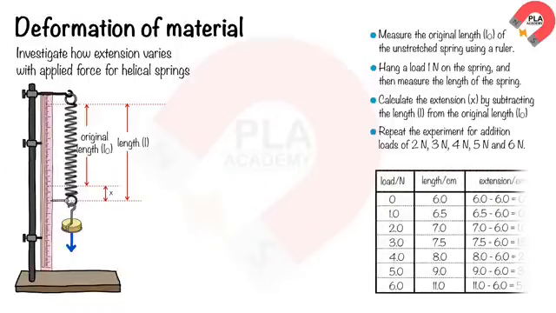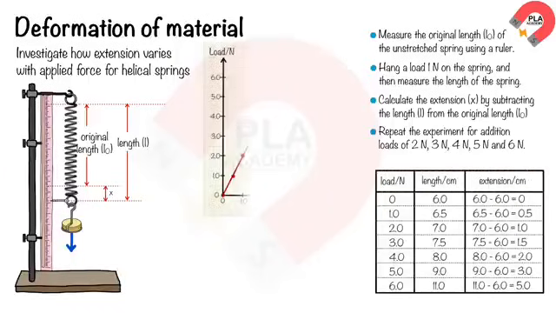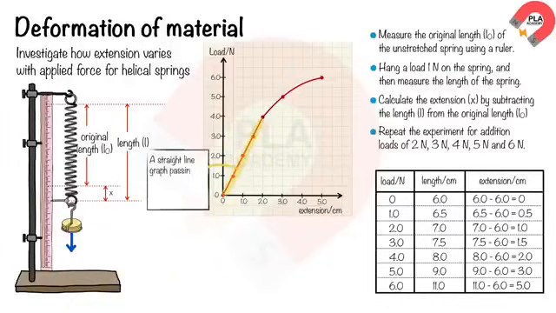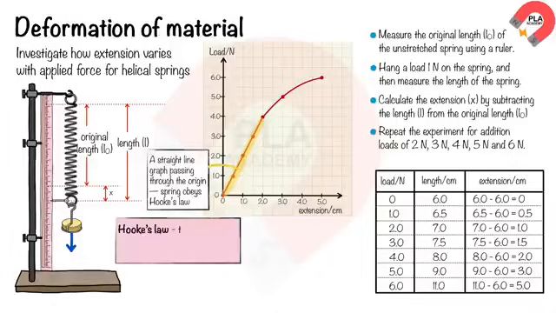Record the results of the length of the spring and its extension in the table. Plot the graph of the load in newtons against the extension in centimeters as shown. We can conclude the results from the graph as follows. Here the result is a straight line graph passing through the origin of the axes. This shows that the spring obeys Hooke's law. Hooke's law states the extension of the spring, string or wire is directly proportional to the force, or load.